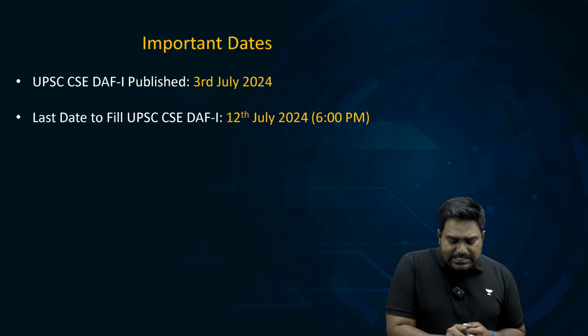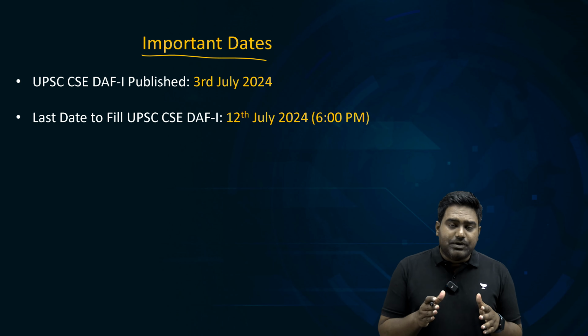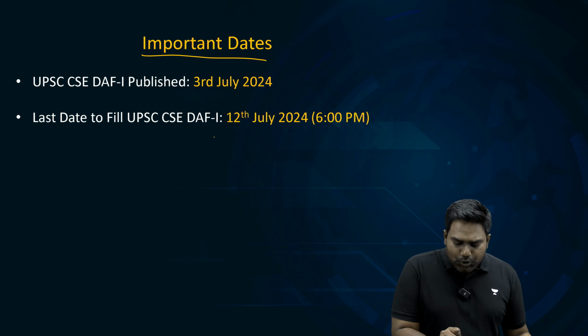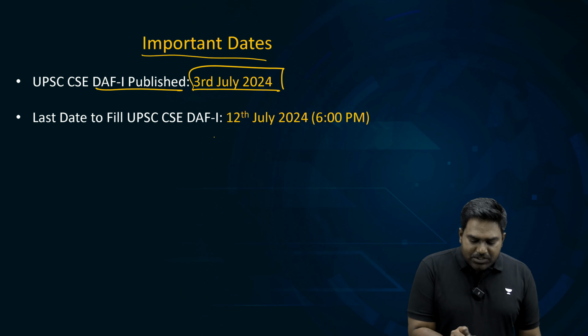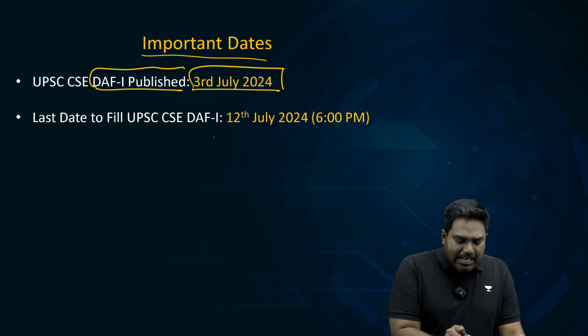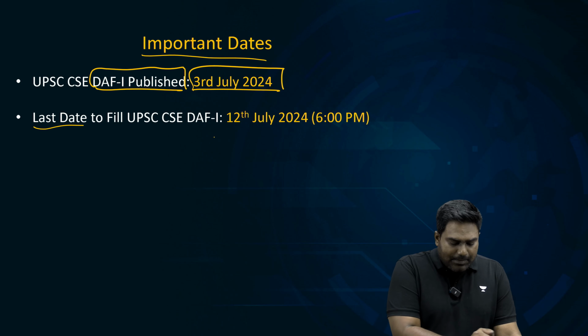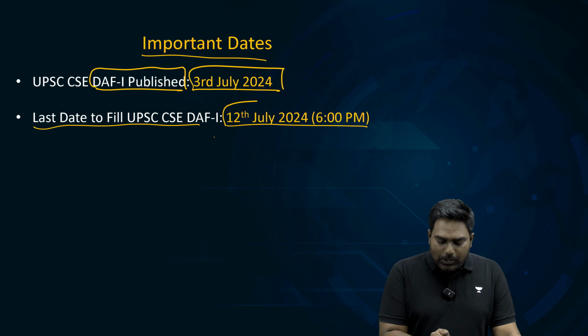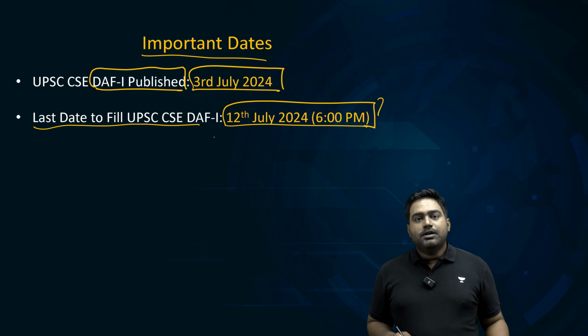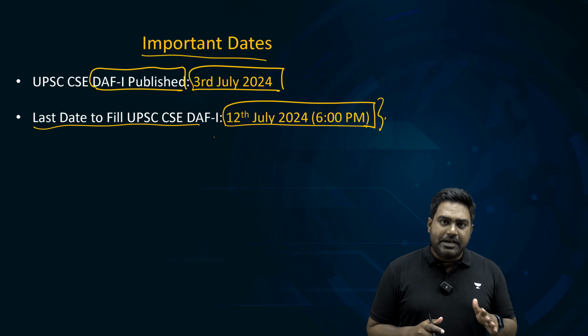So first, let's start with the important dates that you need to keep in mind. On 3rd July, the DAF portal was made open to fill up detailed application form number 1, and the last date for submitting your application would be 12th of July at 6 p.m. So don't wait till the last minute.